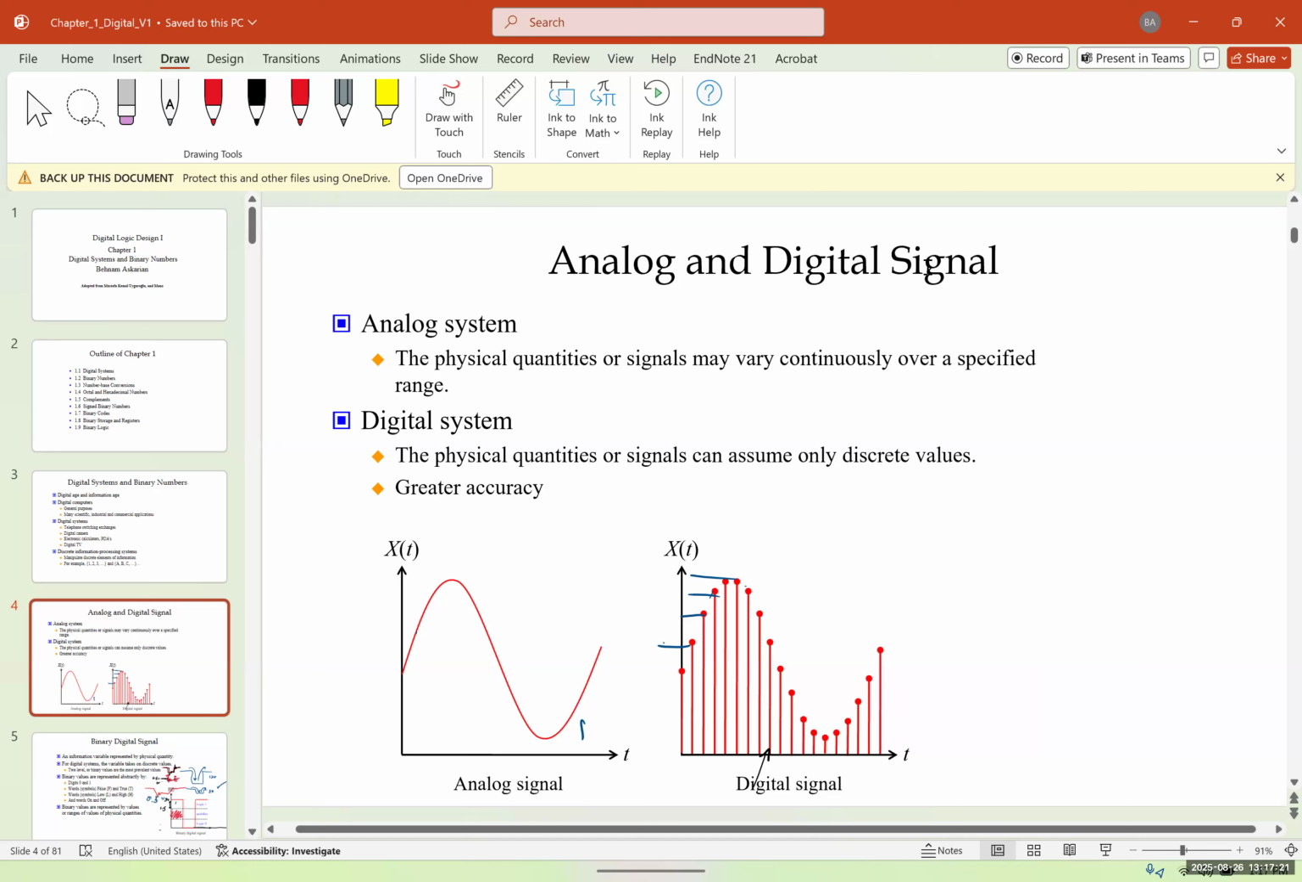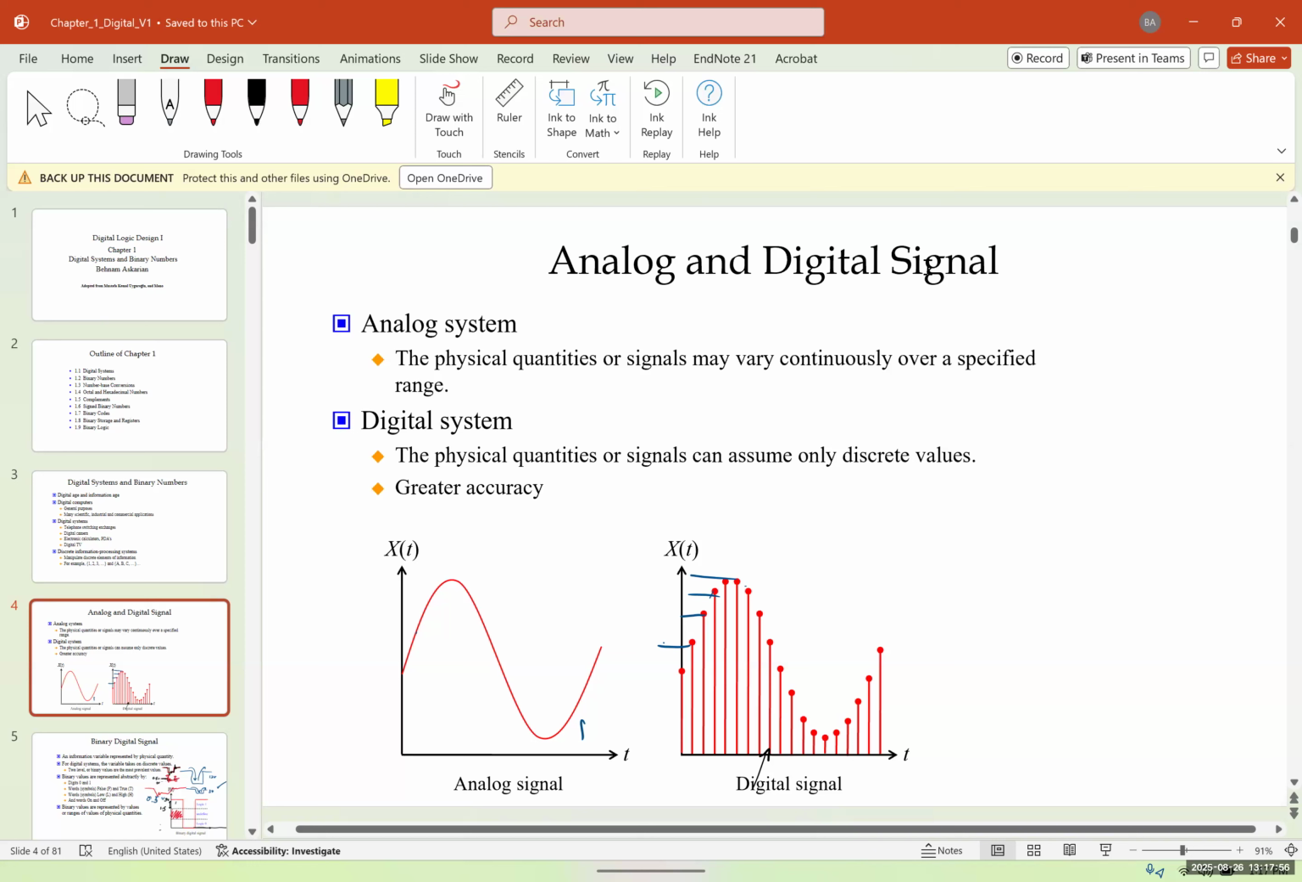So an analog system is the physical quantities or signals that may vary continuously over a specified range. Everything that you see in nature, everything that we hear or see is analog. We don't have anything as a digital signal. One example is going to be sound. So any sound that you hear, it's basically an analog signal. And what we do is we convert that analog to digital to be able to process it better. And I will give you some examples of why we do that.